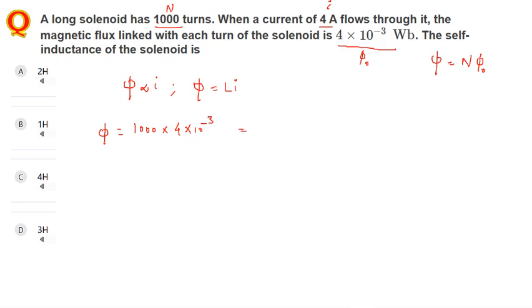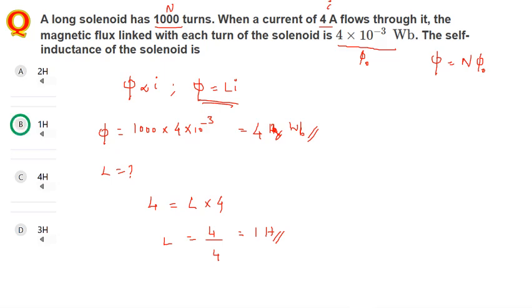Now from this, what you are having here is 4 Henry, that is the flux linked with the coil. Now this phi value they have given, and they are asking the L value. From this equation, 4 will be equal to L into current, here 4 ampere. So L is equal to 4 divided by 4, so what you are having here is 1 Henry. That's all. I'm sorry, this is flux, so this is Weber. So the answer here is 1 Henry.